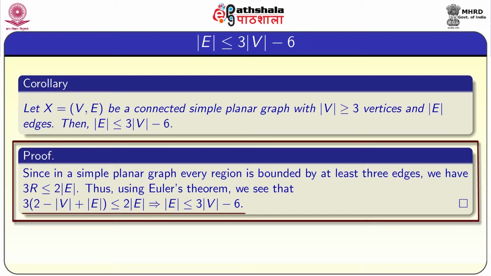Just we replaced the R value in the previous equation, 3R is less than or equal to 2 times |E|. So, which implies |E| is less than or equal to 3 into |V| minus 6. So, this result is giving an upper bound on the number of edges for a planar graph. So, the number of edges should be less than or equal to 3 into |V| minus 6.